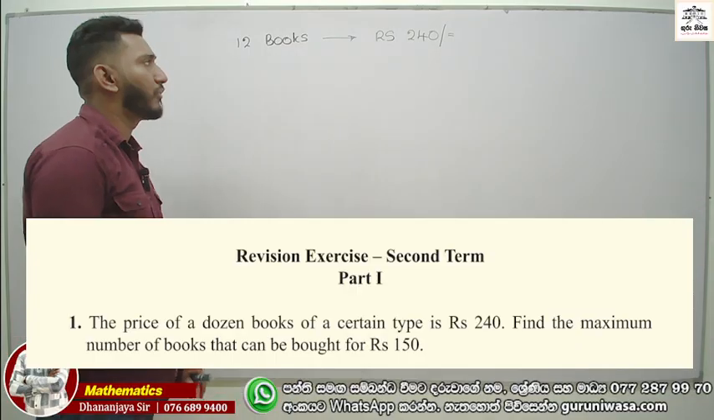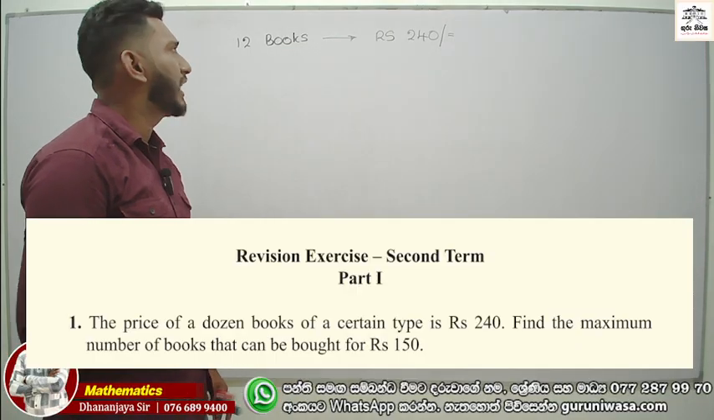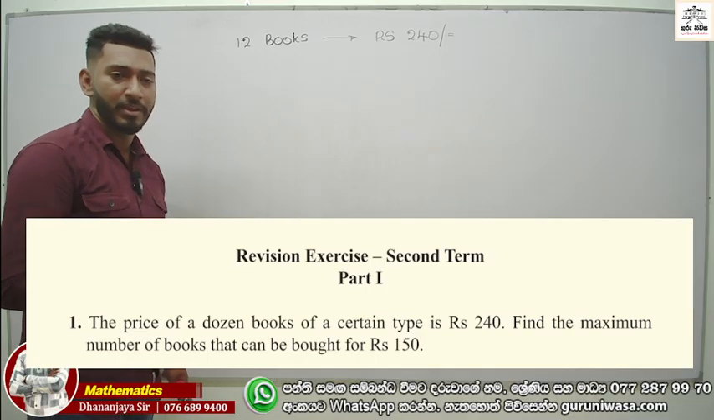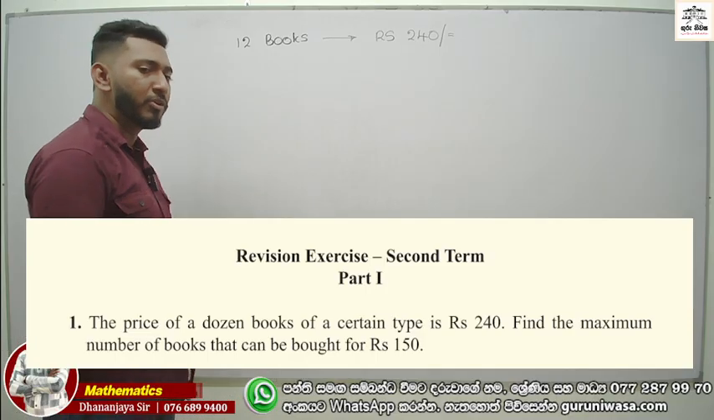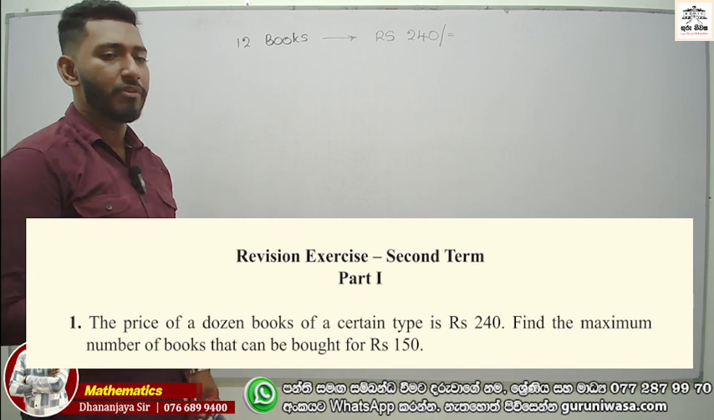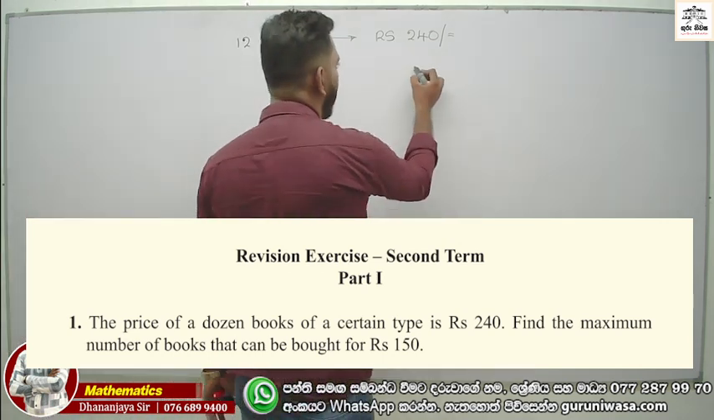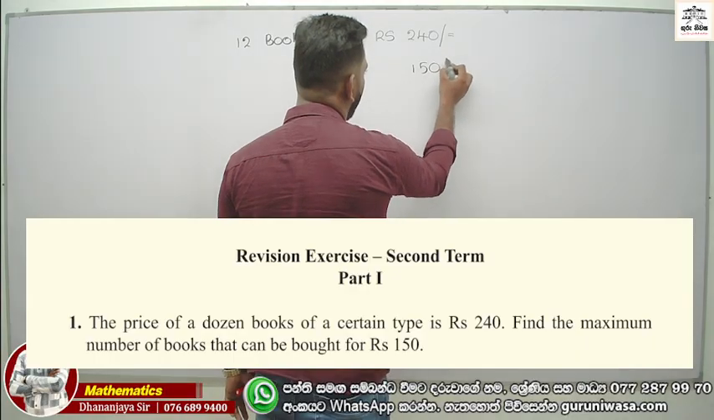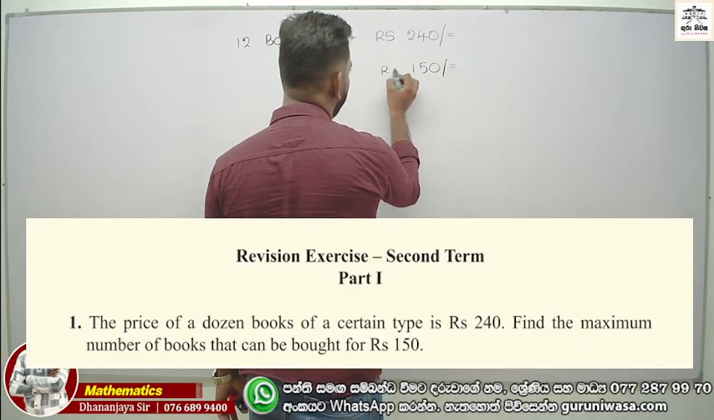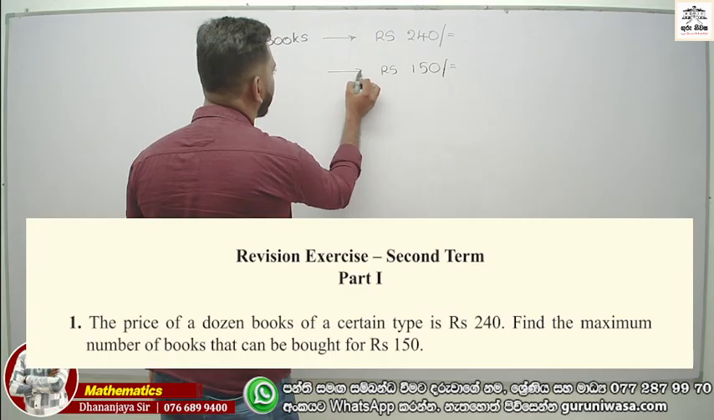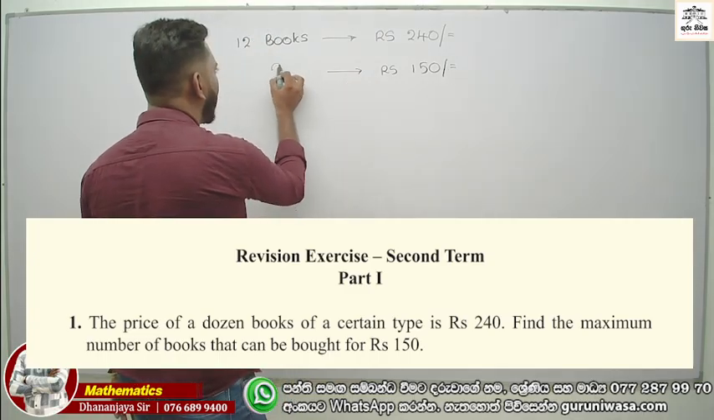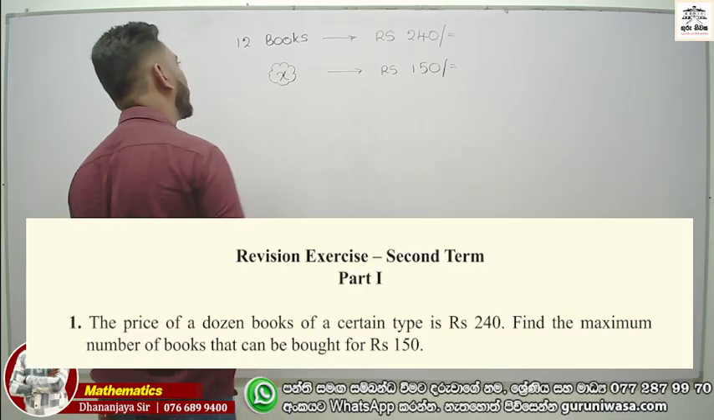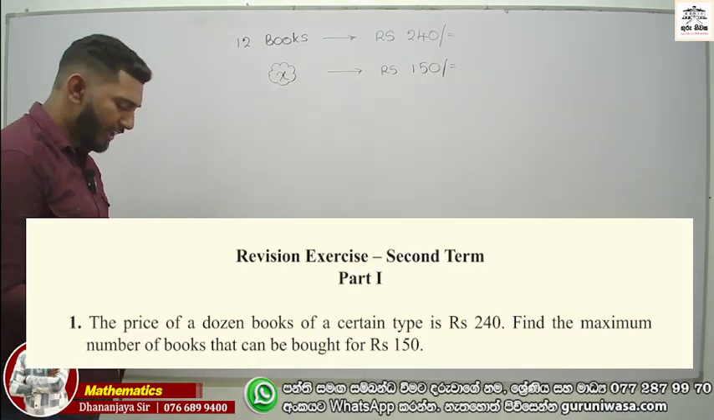You can use the ratio also, and you can use the unitary method also. Now find the maximum number of books that can be bought for 150 rupees. Now 150 rupees, how many books? We don't know. Right? Now, how to find the answer?